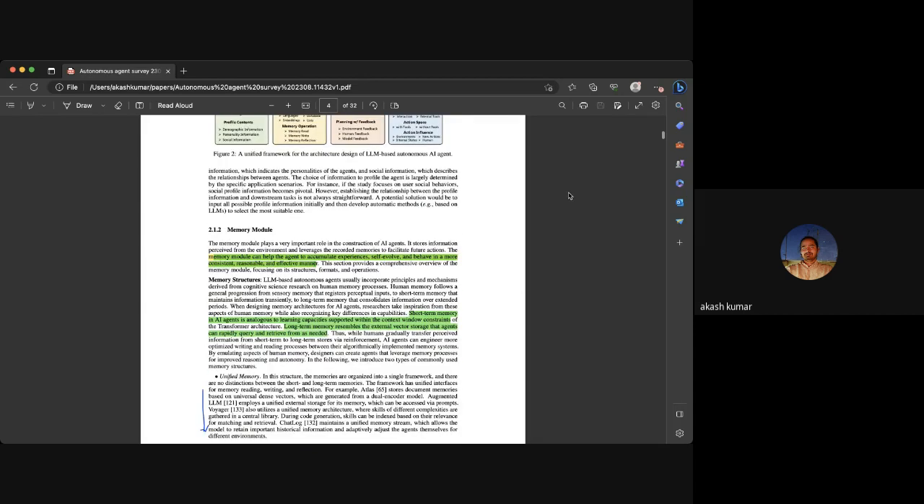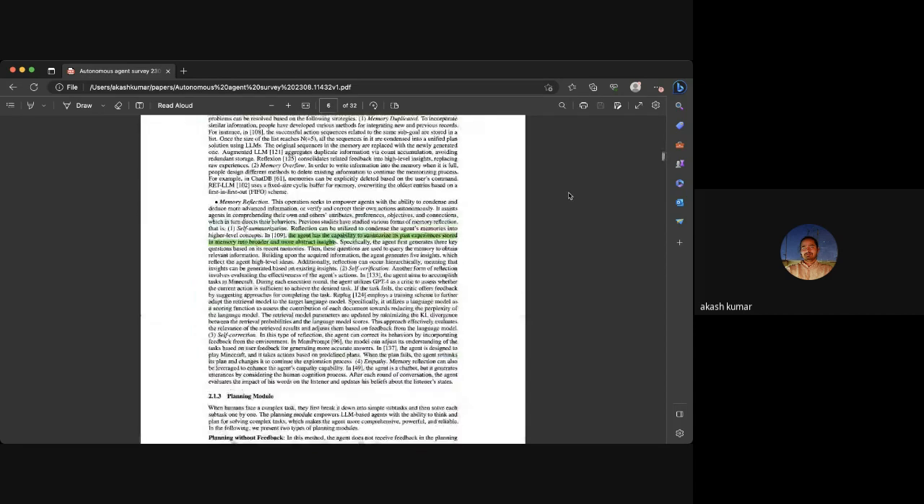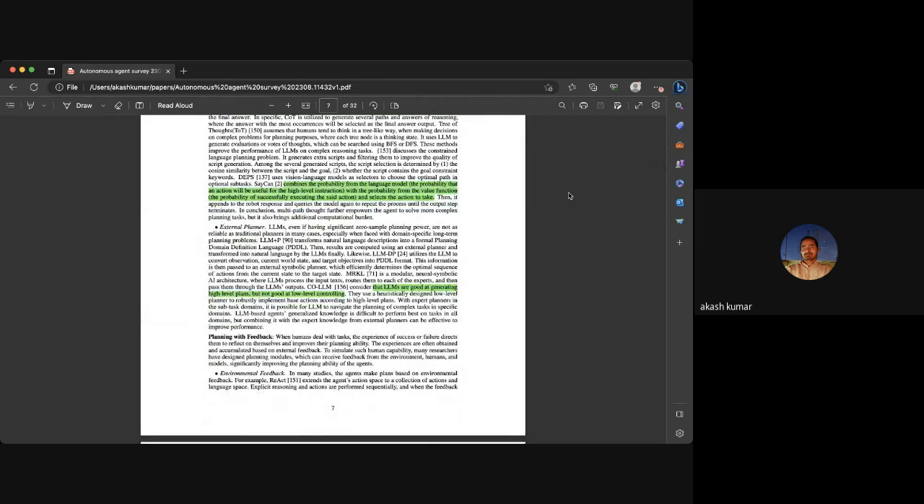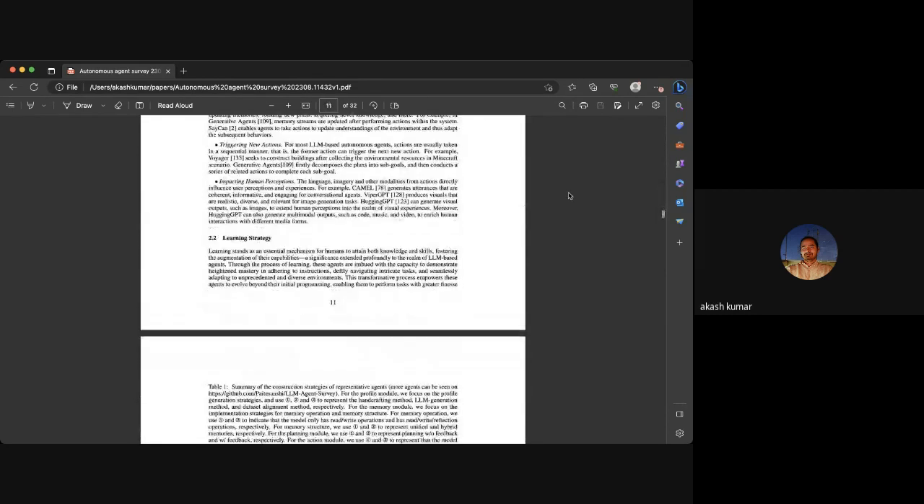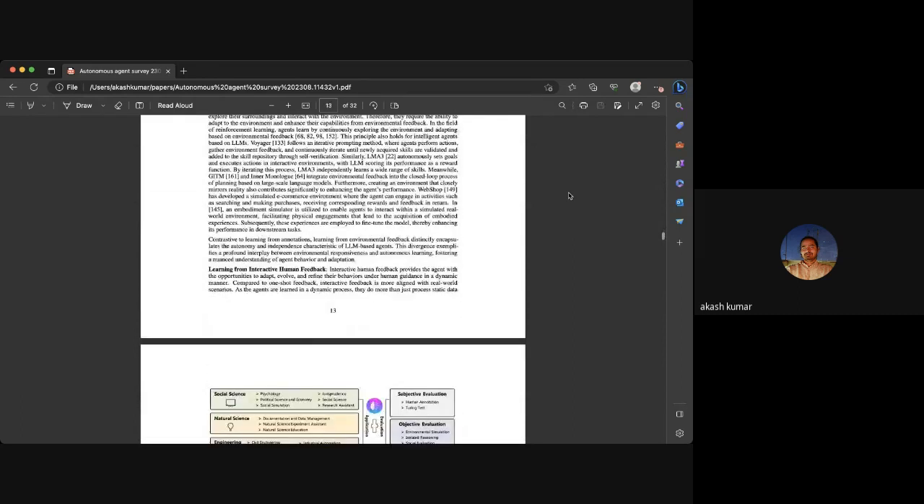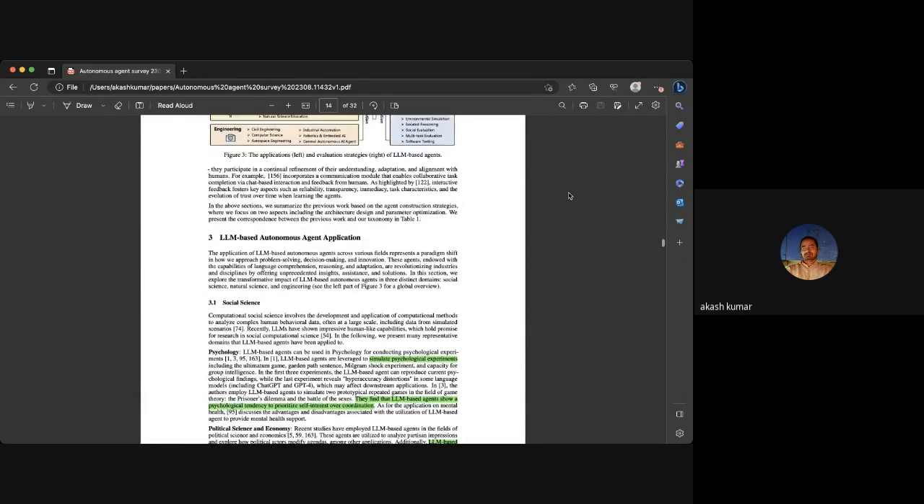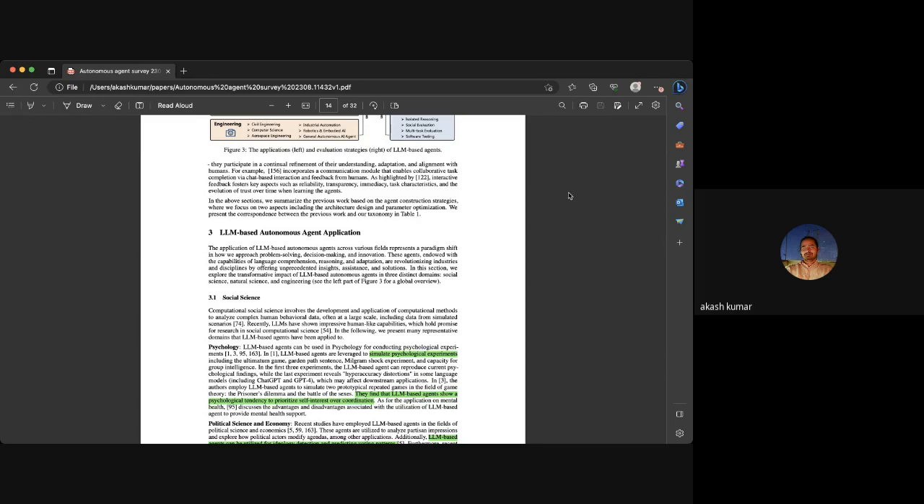This week we'll be focusing on two things. I'll go to section 3. This week we'll be focusing on how these applications are being used in different sectors, and how these applications and agents can be evaluated.